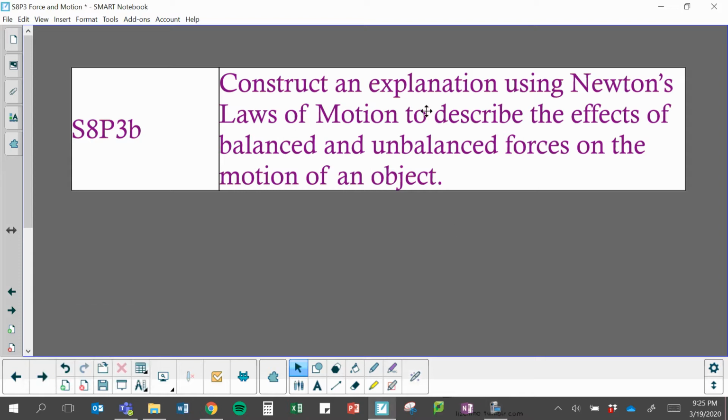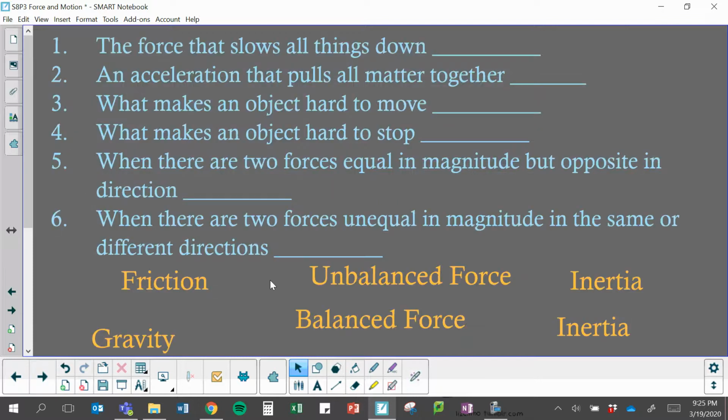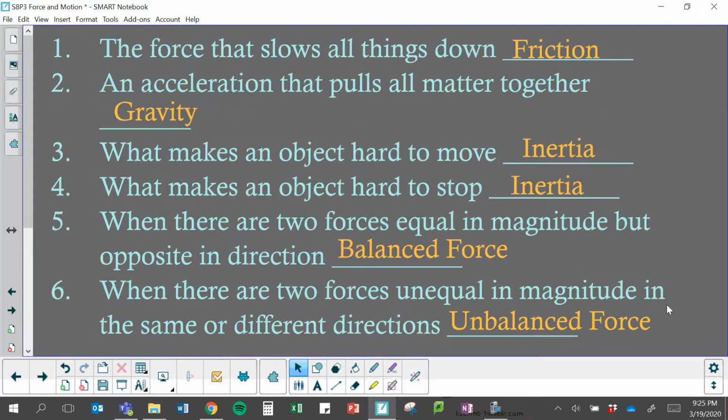Okay guys, so we're going to go over our next part of our motion standard, and that's dealing with Newton's 3 laws of motion, as well as balanced and unbalanced forces. Okay, so take a minute and see if you can identify the terms here and their correct definitions. Okay, so here's our answers.